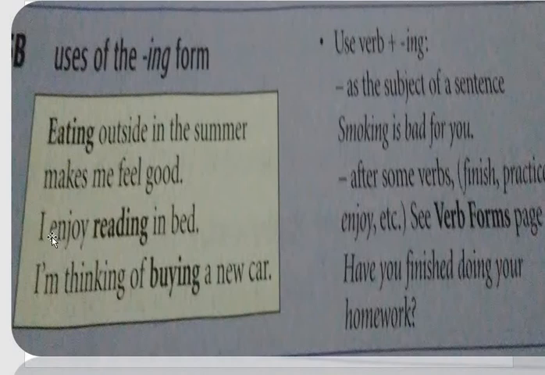تمام. Number 2: I enjoy reading in bed. هذه القاعدة الثانية اللي بتعرف عليها، بعد فعلين الفعل الثاني نضيف له ing. هذا الفعل الأول، هذا الفعل الثاني. I enjoy reading in bed. Number 2: I'm thinking of buying. Thinking of هذا فعل بصيغة المضارع المستمر، ثم أضفنا له الفعل الثاني اللي هو buy مضاف له ing.